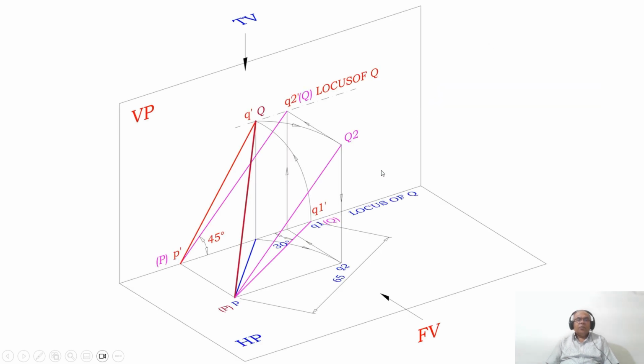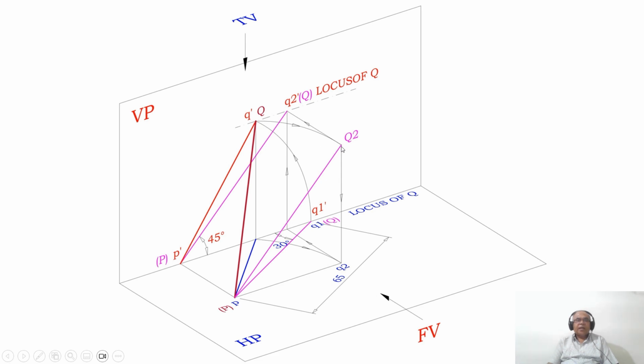Similarly, now I want to get the top view point. How to get the top view point? To get the top view point, what I need to do is, with P as center, take the radius of PQ. Okay. Now I need to rotate this.